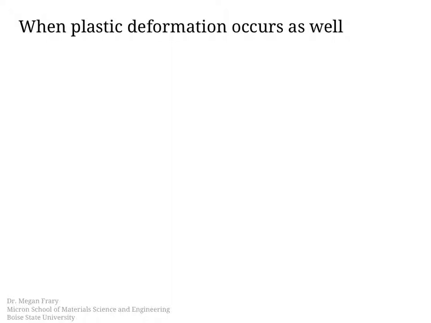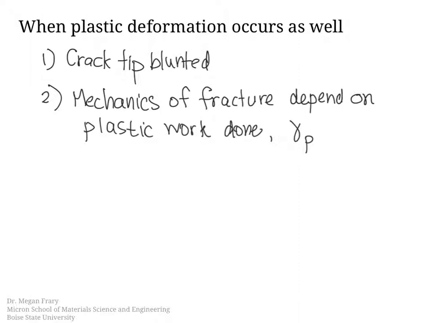So if plastic deformation occurs as the crack is growing, there are a couple of things that happen. The first is that the crack tip can be blunted. This means that the crack tip is not quite as sharp because there's some plastic deformation occurring just ahead of the crack tip. The mechanism of fracture also then will depend on the plastic work that is done. We're going to use this symbol here, gamma sub p, to indicate the plastic work that's done as the crack advances. That variable, gamma sub p, depends on the crack speed, the temperature, and the material.